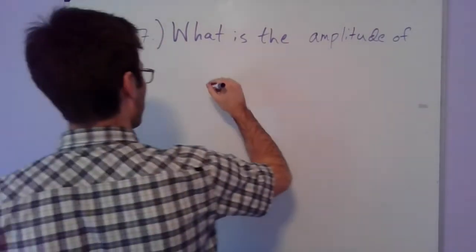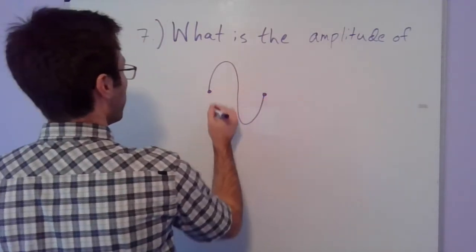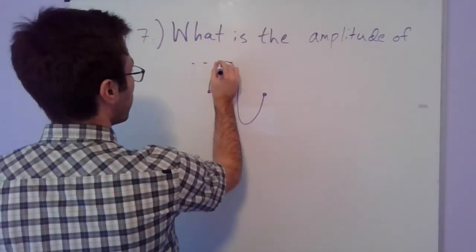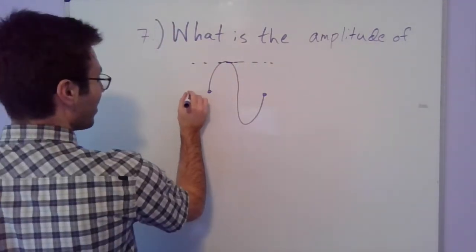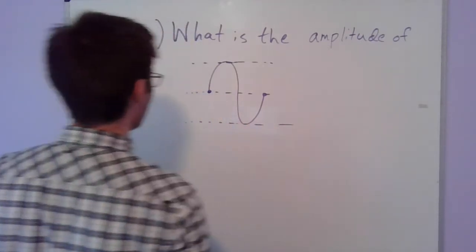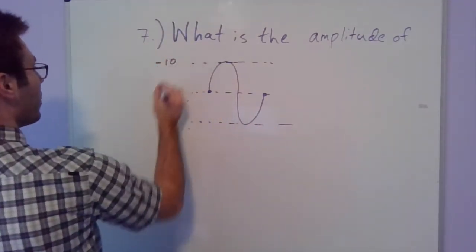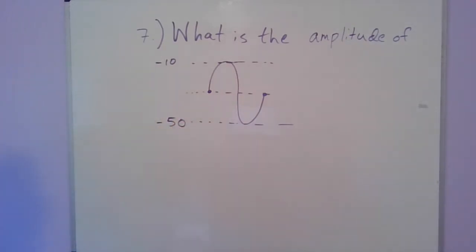Let's switch this one up. What is the amplitude? And up top, we have the value. This one we'll do it kind of cool. This one will be a good one. All right, let's have this be negative 10 and this be negative 50. What is the amplitude of that?